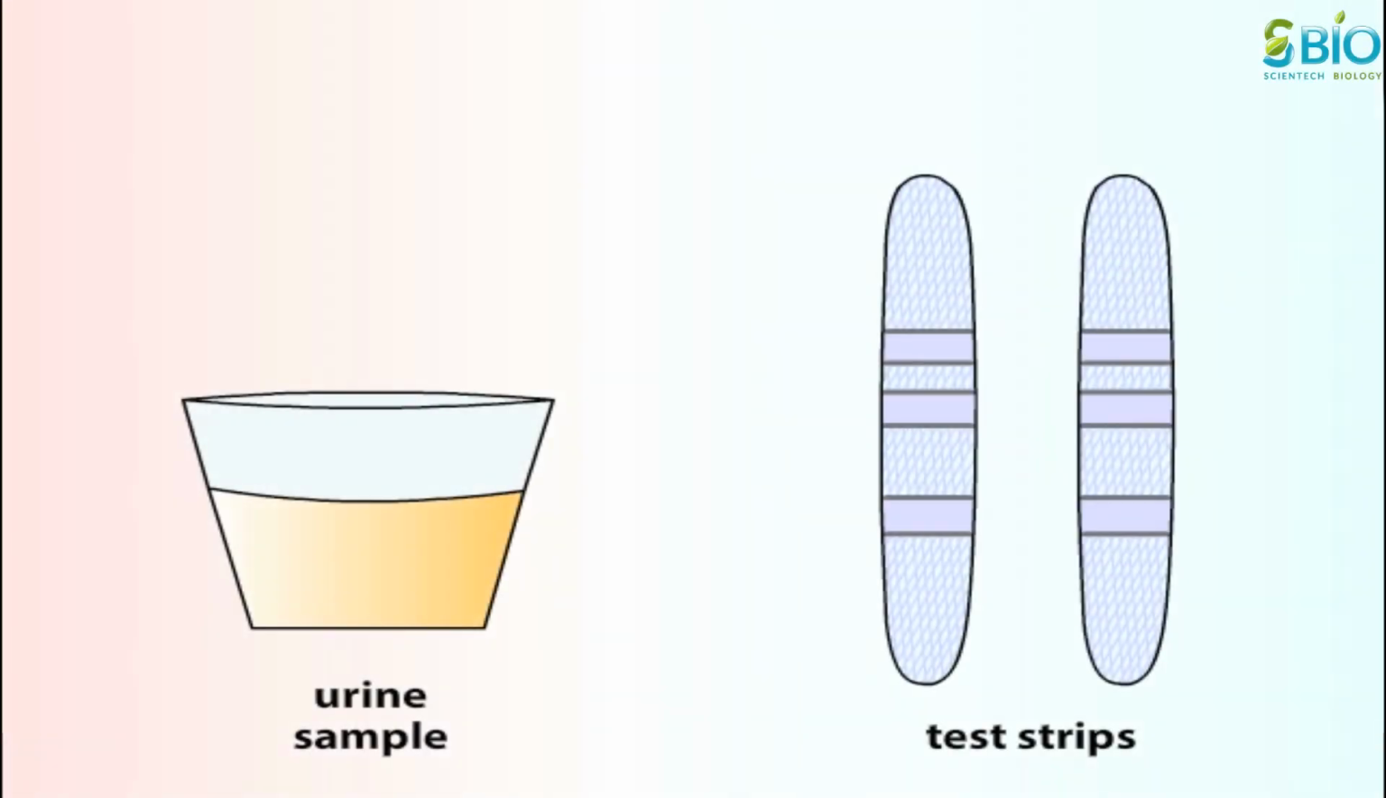A urine sample can be tested to determine whether a woman is pregnant. The number of colored bands on the test strip determines whether the result is positive or negative.